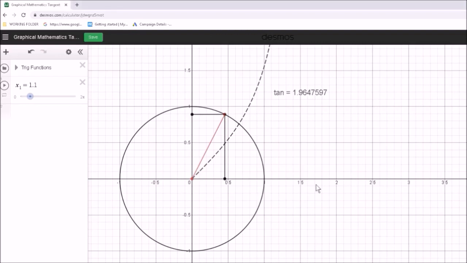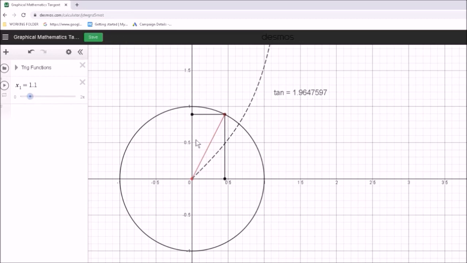So the scale along this axis is in something called radians, but we'll get on to that in a later video. We don't need to bother about that for the moment. So let's just follow this round about and see if we can work out the logic of how this function looks. So we're interested in the ratio of this y distance divided by the x distance.